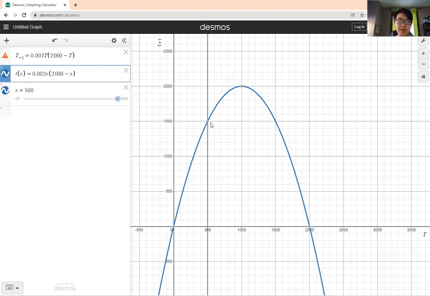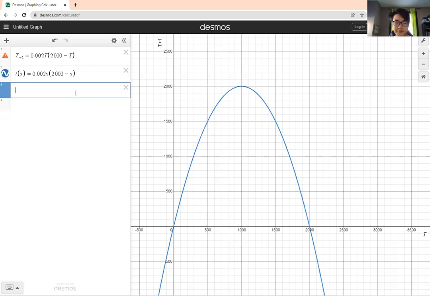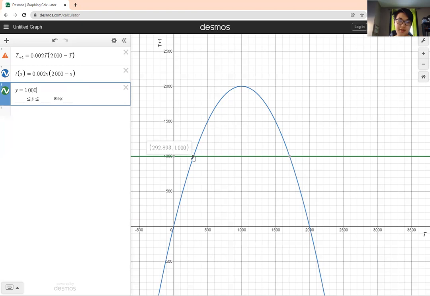Likewise, we can find what inputs will result in specific outputs. So for example, if I want to know what size of population I need right now to have a population of 1,000 the next year, I can write the equation y equals 1,000 and find the intersections here. One of the answers is 292.893, and the other answer is 1,707.